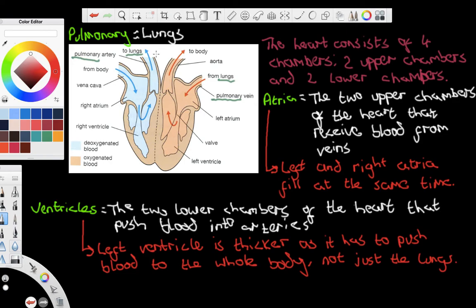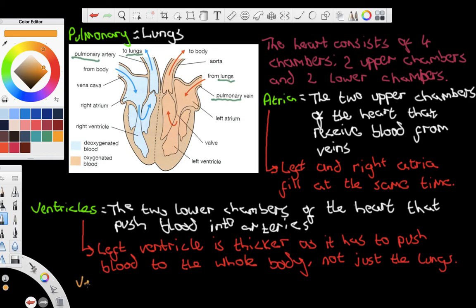So we said last lesson that arteries carry blood away from the heart, therefore the pulmonary artery carries blood away from the heart to the lungs. Veins carry blood back to the heart, so the pulmonary vein carries blood from the lungs to the heart. Another important thing that we need to mention here is that the heart has valves between the atria and the ventricles. These prevent the backflow of blood.